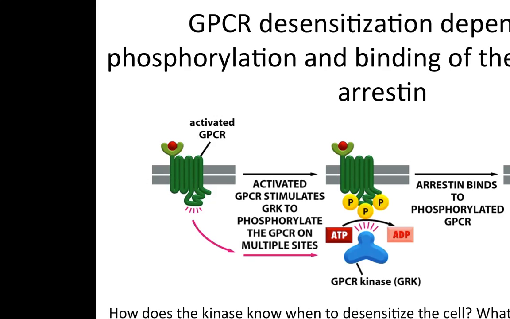I'm still kind of confused about what the rest of the system is doing here. Is it helping facilitate the endocytosis? So if I were to cross out the word arrestin and rename it adaptin, would it make sense?